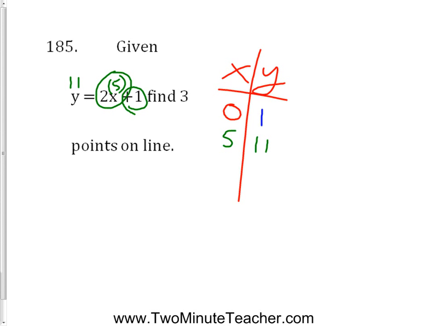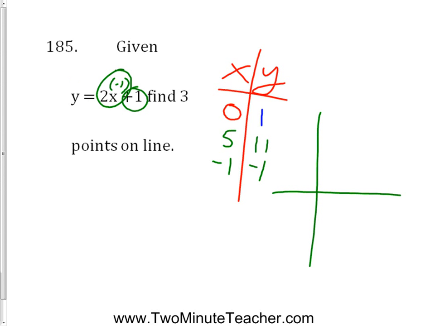I can even stick in negative numbers if I want to get a little crazy. I can stick in negative 1 here. If I stick in a negative 1, I'll have 2 times negative 1 makes negative 2, plus 1 makes negative 1. Okay? And if I actually graph all these points, that's how I can get the graph without a calculator.